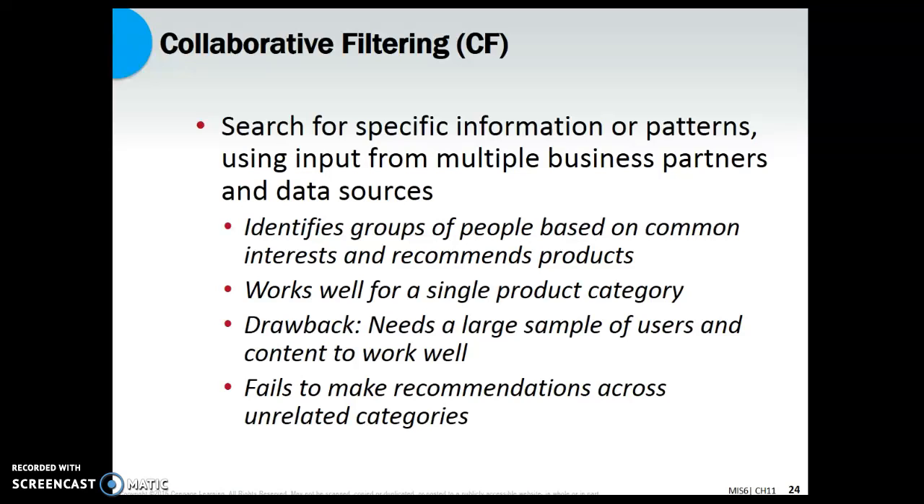There's collaborative filtering, where you get specific information or patterns in order to develop the kinds of needs that a business partner might have, or the kinds of information that they need. It identifies groups of people based on common interests and recommends those products. It works well for a single product category. The drawback is that it needs a large sample of users, and it fails to make recommendations across unrelated categories.